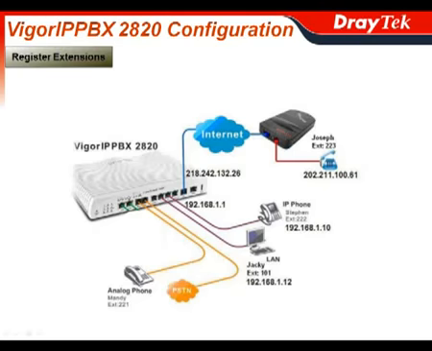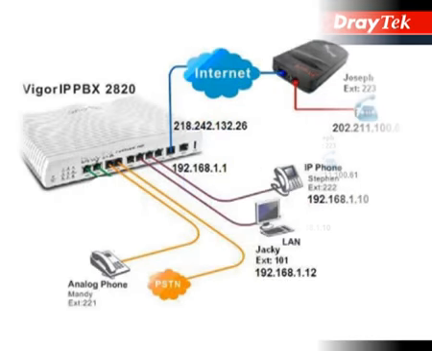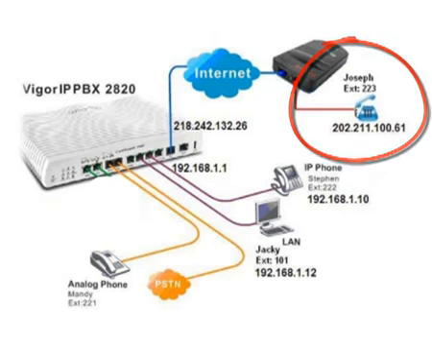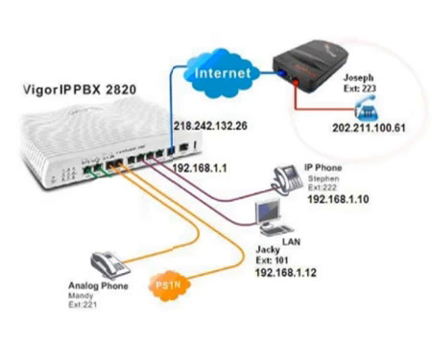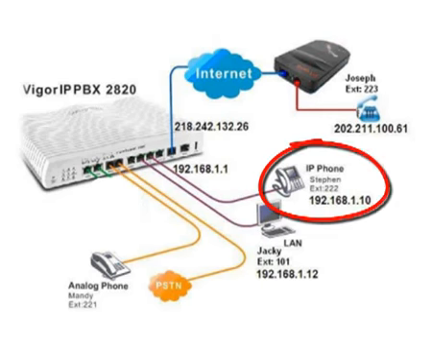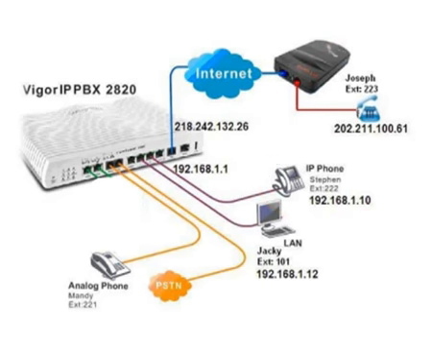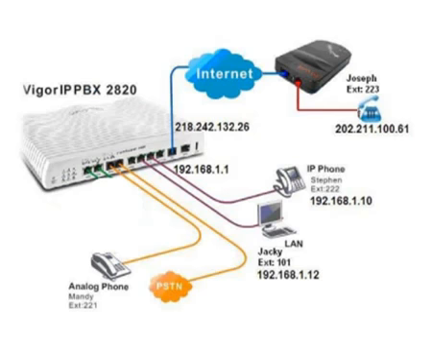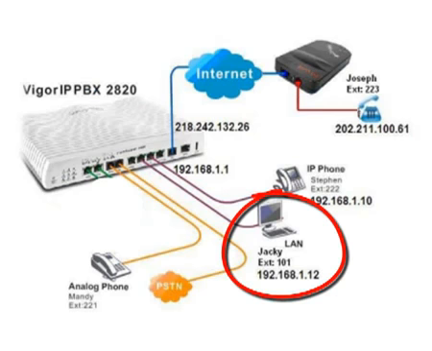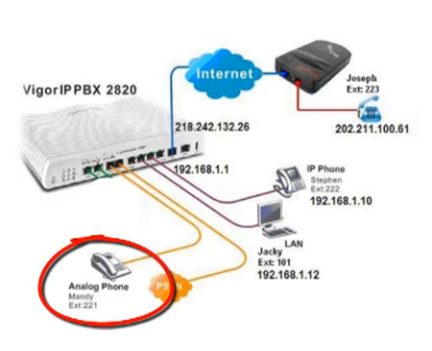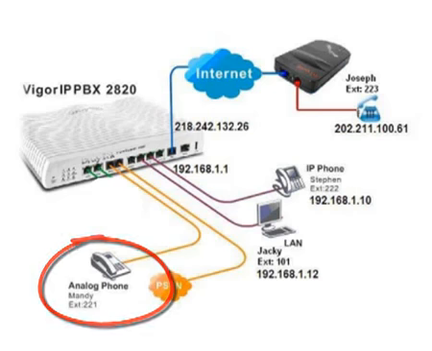We will use the example shown here to illustrate the steps involved in setting up the phone extensions. We will configure 4 extensions. These are extension 223 for Joseph, who is connecting remotely over the internet. Extension 222 for Stephen, who has an IP phone. Extension 101 for Jackie, who is using a soft phone application on his laptop. Extension 221 for Mandy, who has an analog phone.